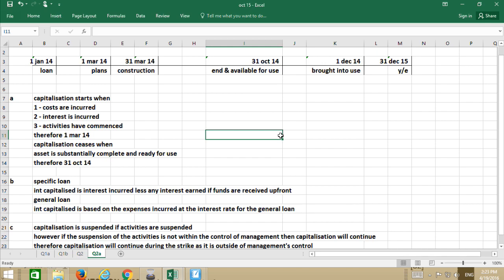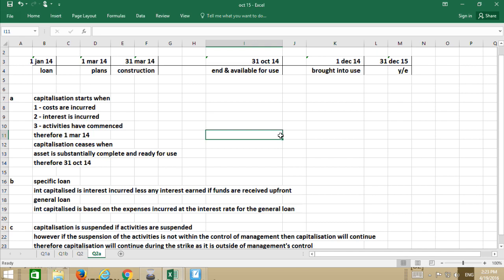So it says, if it's something that's an act of God or something that's not within your control, you as management can't control it, then you can carry on capitalizing. So if your conclusion, therefore, is that the strike is outside of management's control, then you should be able to continue capitalizing.